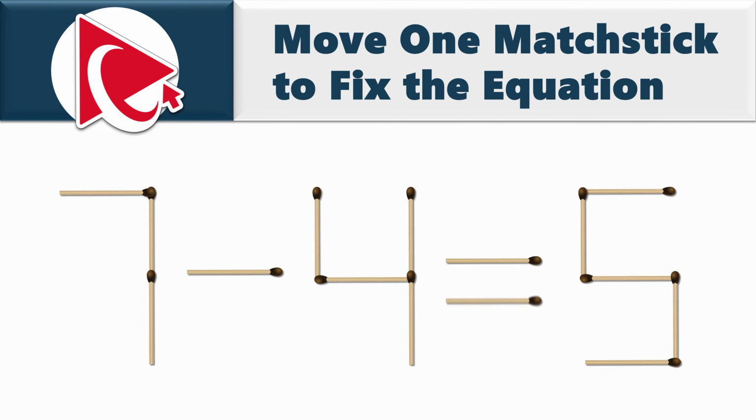You're presented with an incorrect mathematical equation, which is built from matchsticks, and you need to move one matchstick to fix this equation. The equation as it stands right now is 7 minus 4 equals 5, which is not mathematically correct. But as I mentioned, this one is for you. Give it a shot on your own.